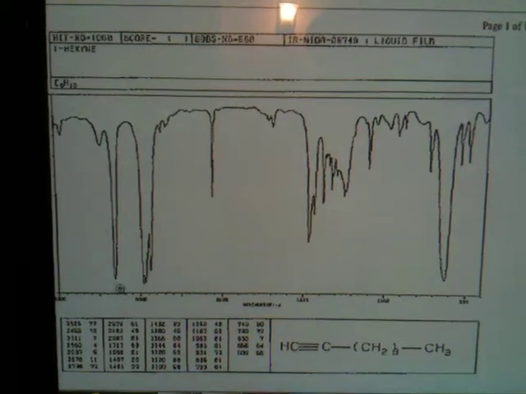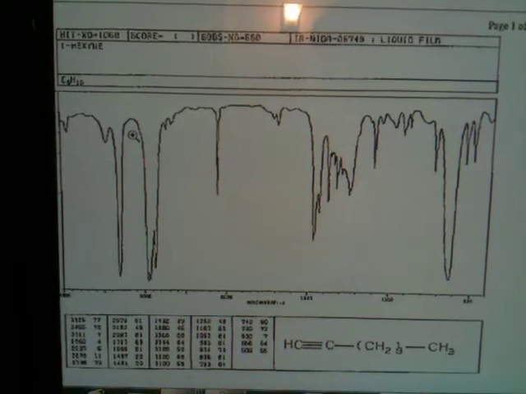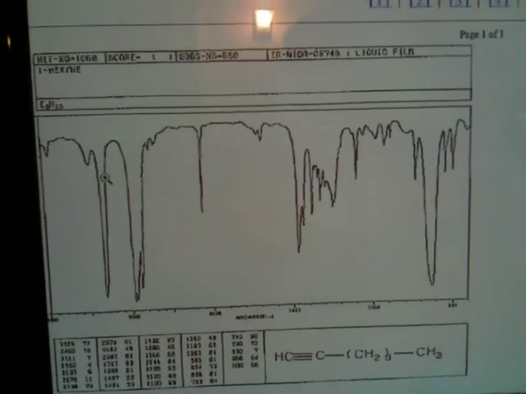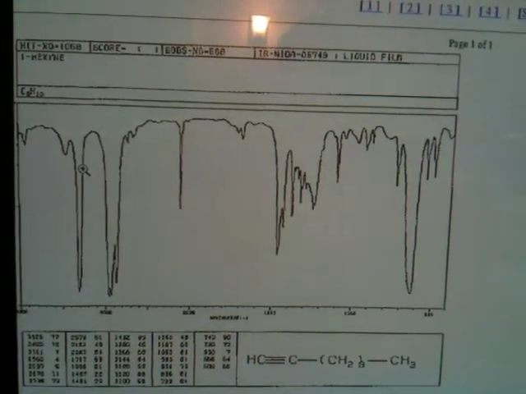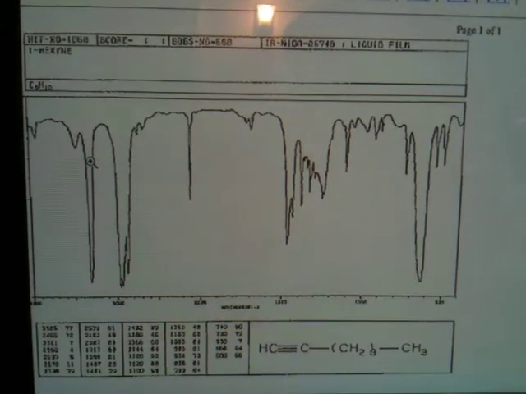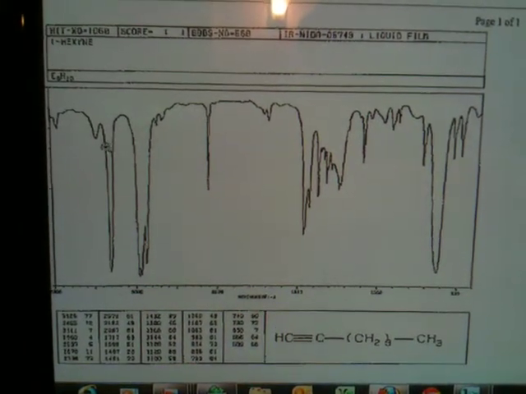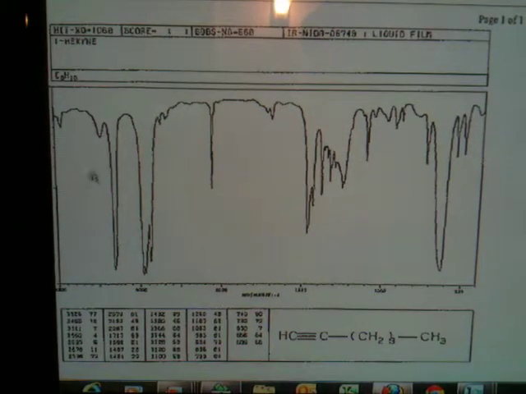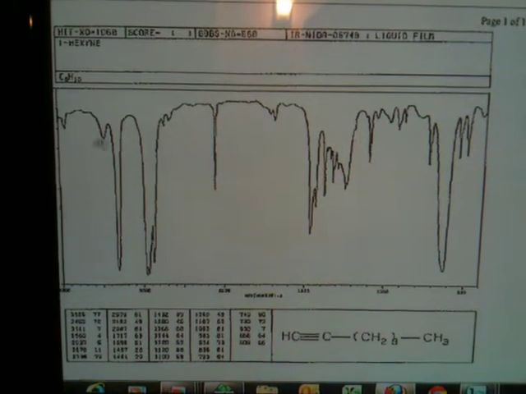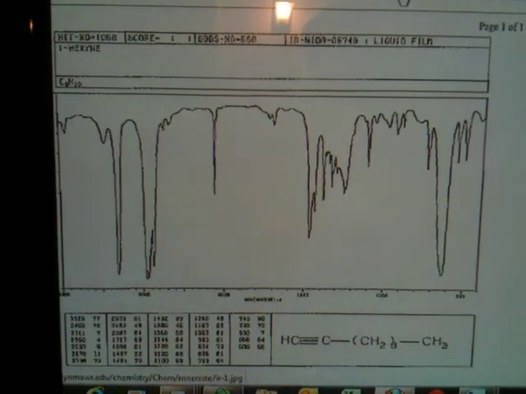You don't see that big broad peak. So you start to wonder, if it says on a table 3,300, like you look up an alcohol, it'll say 3,300. If you look up an sp CH, it'll also say 3,300. How do you tell the difference? You tell the difference by the landscape. Again, go back, look at this.